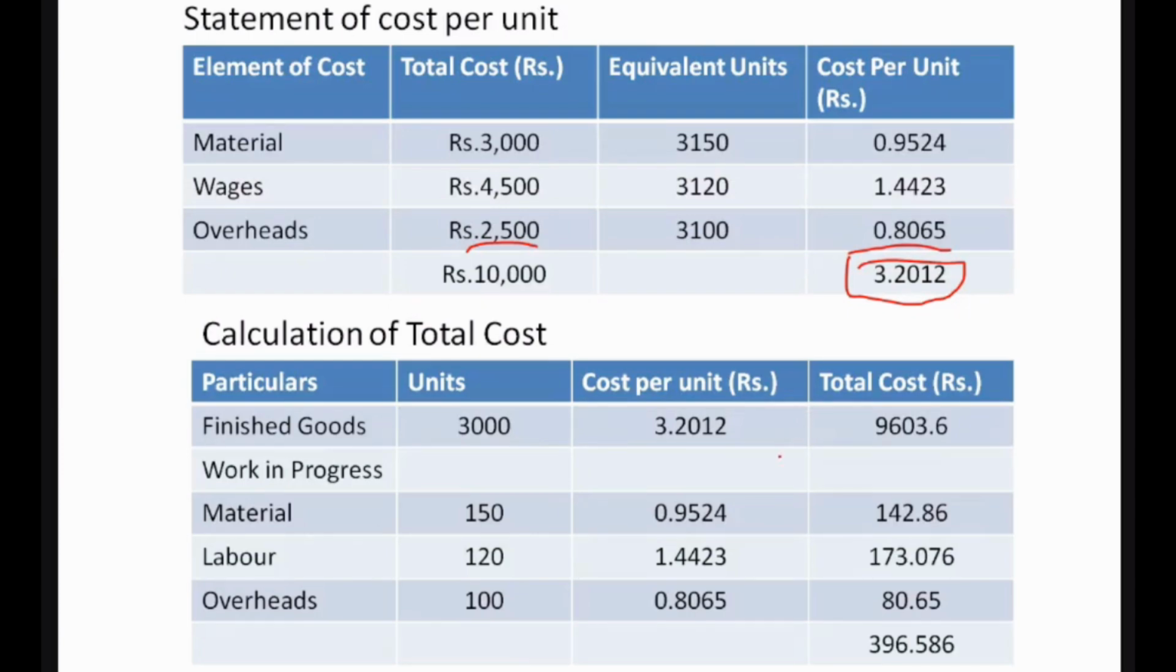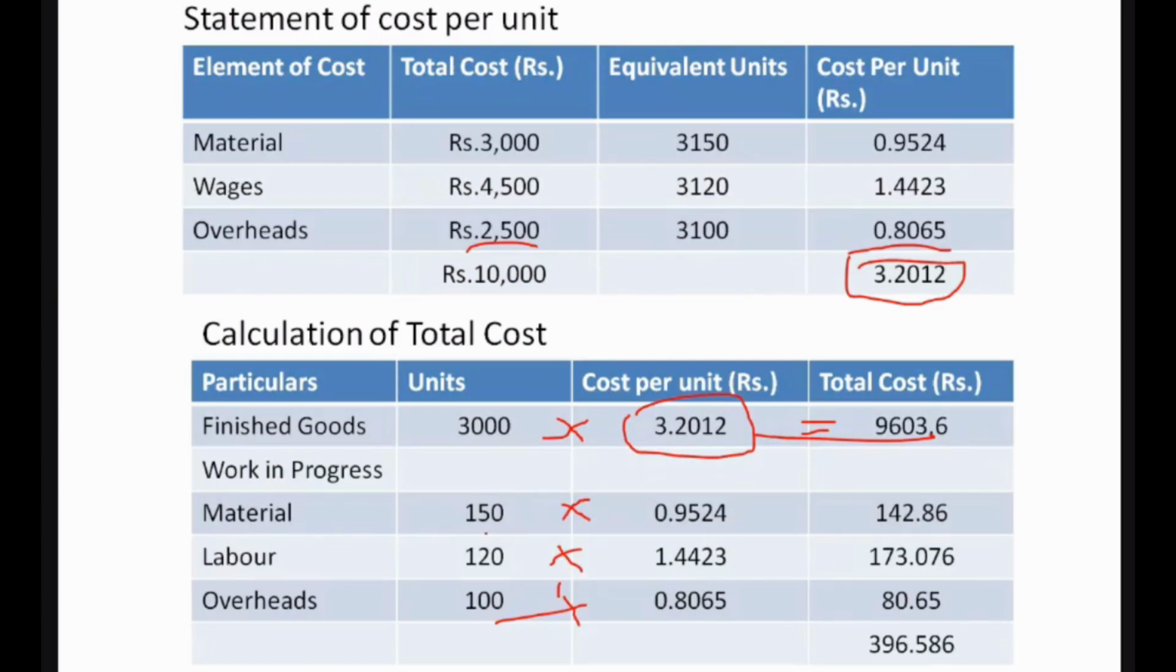So what is the total cost? Total cost of finished good is very easy, 3,000 units, and this is cost per unit as we calculated above. Okay, and this is the answer. Okay, 3,000 multiply 3.2012. Okay, this is multiply of this, and this is equal to. Done. In the same way, the same thing is not possible in the work in progress, because in the work in progress, finished goods, material, labor, and overhead, the units are different, and that's why we will require to calculate the total cost from every element of cost.